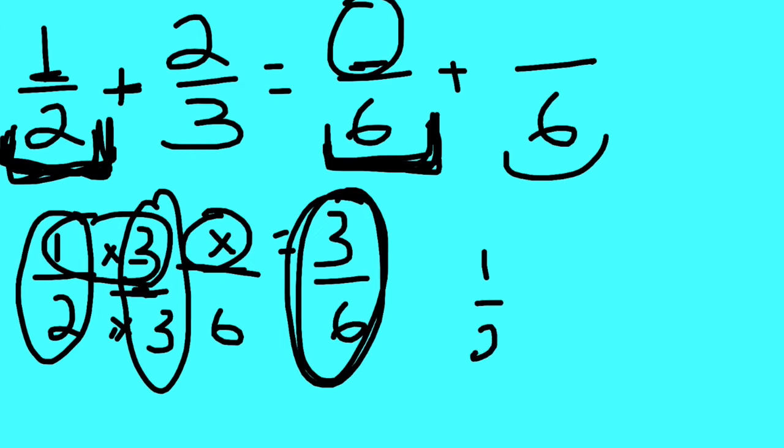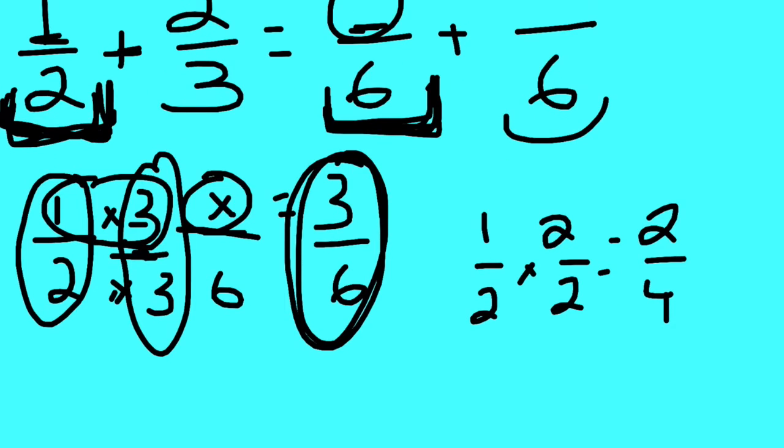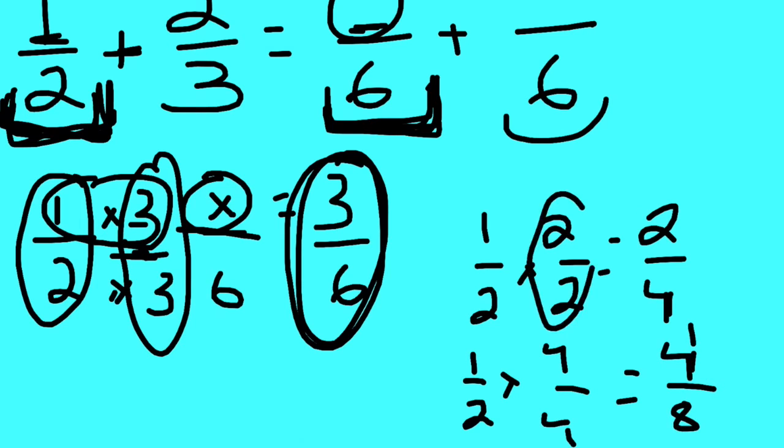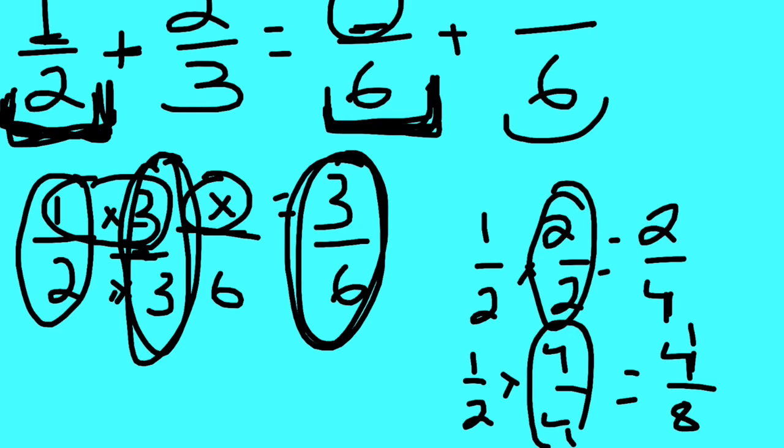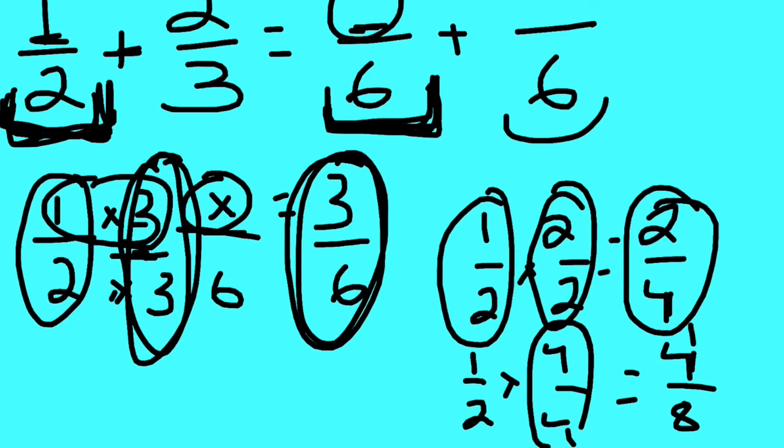I can multiply 1/2 by 2 over 2, and that'll be 2 over 4. I can multiply 1/2 times 4 over 4, and I'll get 4 over 8. 2 over 2 is equal to 1. 4 over 4 is equal to 1. 3 over 3 is equal to 1. You can use this in literally any math problem. Any number times 1 is equal to that number, the exact same number. So 1/2 is equal to 2 over 4, and 2 over 4 and 1/2 are equal to 4 over 8. 1/2, 2 over 4, and 4 over 8 are equal to 3 over 6.